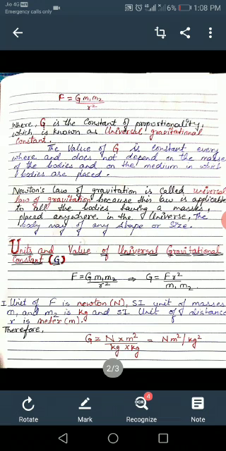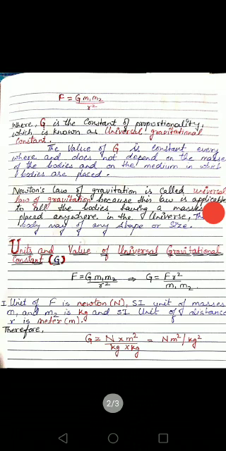Newton's law of gravitation is called the universal law of gravitation because this law is applicable to all bodies having mass placed anywhere in the universe, and the body may be of any shape and size. It does not depend on their masses or the medium in which they are placed, and this force is applied on all other bodies by the other bodies.